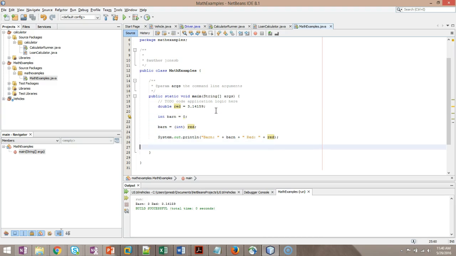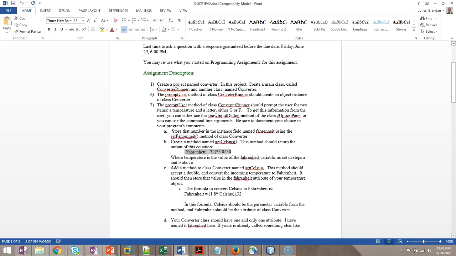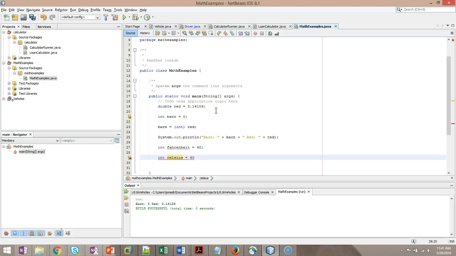So let me put in that equation, but I'm going to do it by hand here. I'm going to say int Celsius equals, I'll tell you what, let me do it in two different lines. I'm going to say int Fahrenheit equals 40 degrees, int Celsius equals 40, let's go back to that equation, 40 minus 32 times 5 divided by 9.